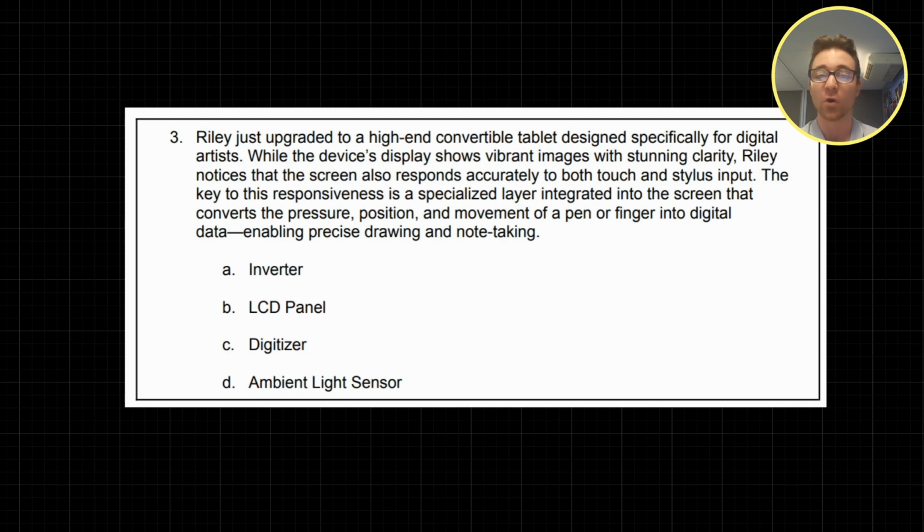So you've got to infer what the question is here, guys. It's basically asking you what component here is being described, okay?